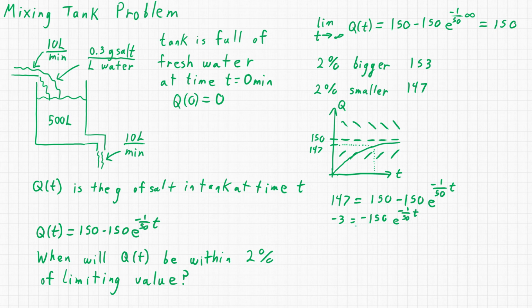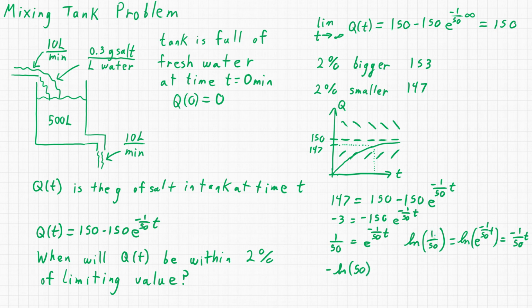Then I'm going to divide by negative 150, so that's going to give us 1 over 50 equals e to the negative 1 over 50 t. We can take a natural log of both sides, so natural log of 1 over 50 equals the natural log of the exponential, e to the negative 1 over 50 t. The e and the ln pretty much cancel, so we end up with just negative 1 over 50 t. But now, the natural log of 1 over 50, well, that's the same as negative natural log of 50. This is 50 to the negative 1 power, so I took the negative 1 and put it in front of the natural log. Then this equals negative 1 over 50 t still.